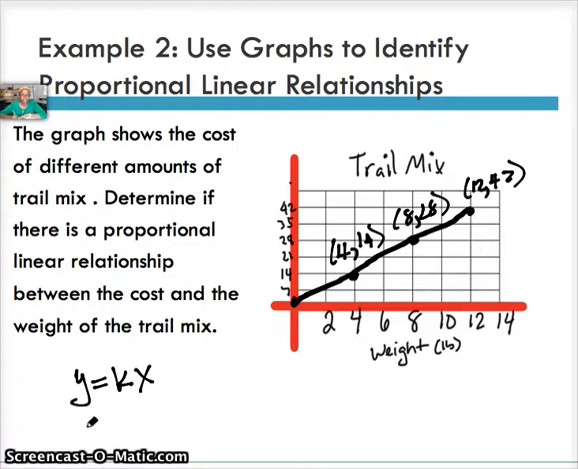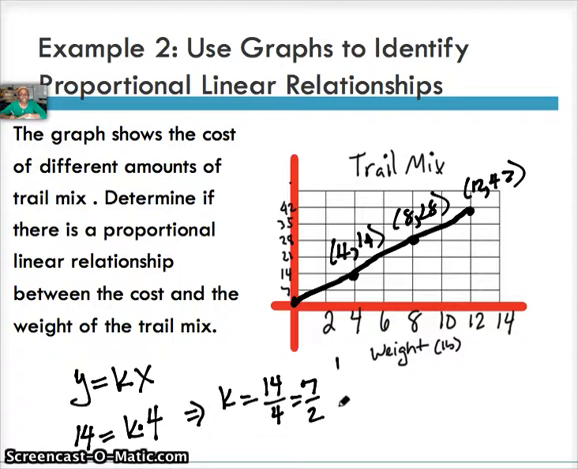So let's take a look. Let's choose this first point here. So I'm going to put 14 in for y, k in for x, and I'm going to put a 4 here. If I had to solve for k, I would get that k is equal to 14 divided by 4. Or better, I'm going to reduce this and get 7 over 2. So what I want to test and see is that going to be the same thing if I were to plug in any of these other points into the equation. So when I do that, I have 28 here is equal to k times 8. When I divide both sides by 8 to get k by itself, look at that.